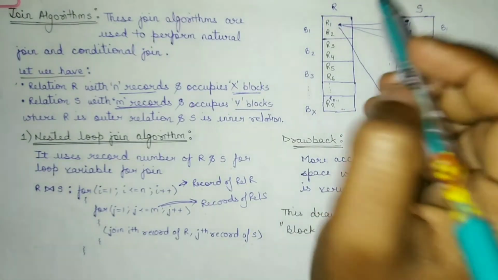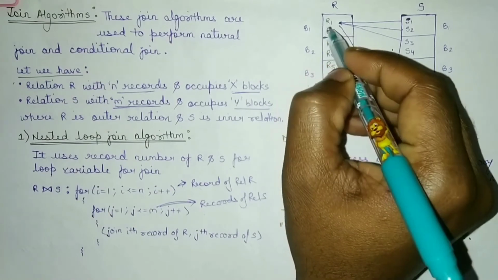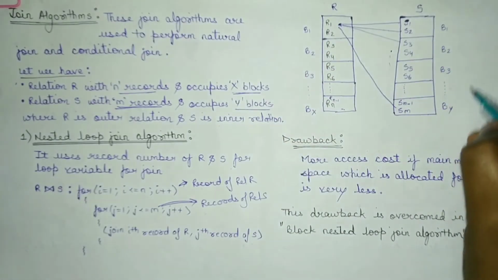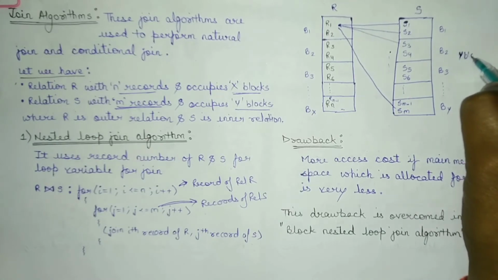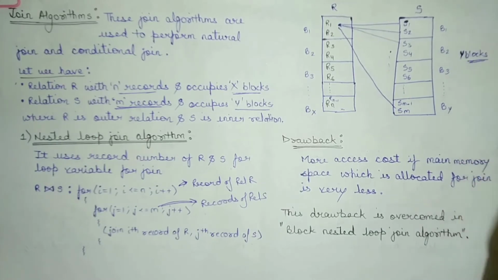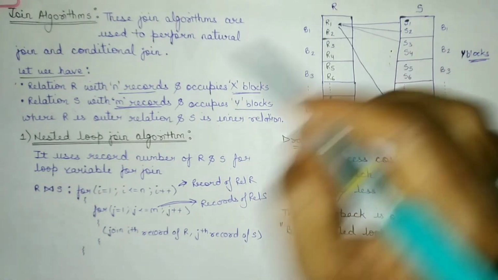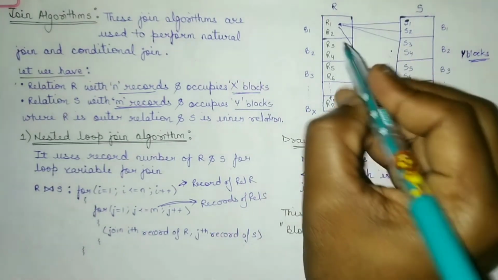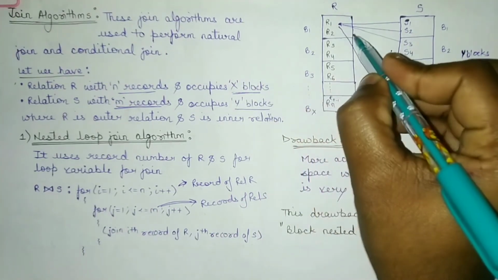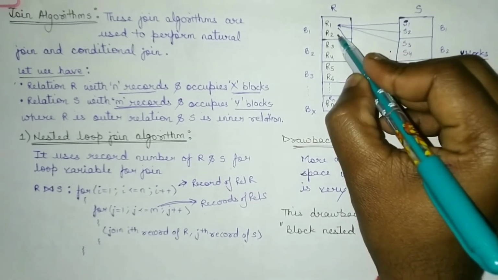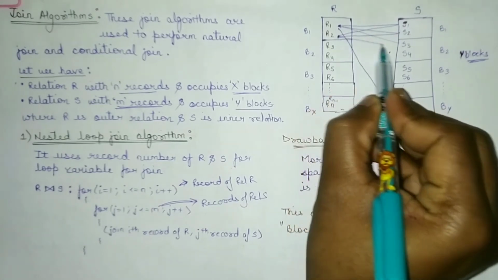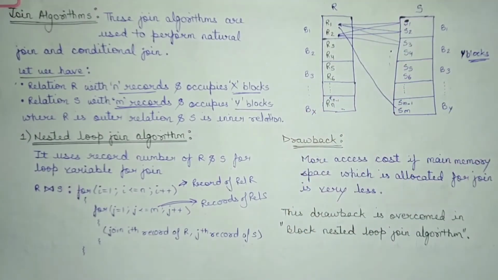Right? So here you can see that for this one record you have to access all the blocks of S. So here I am having Y blocks. That means Y blocks access is required for this one record. Similarly, now this I will be incremented. That means for this R2 also you have to start mapping from S1. So R2 will be mapped with S1, then with S2, then with S3, and so on till Sm.